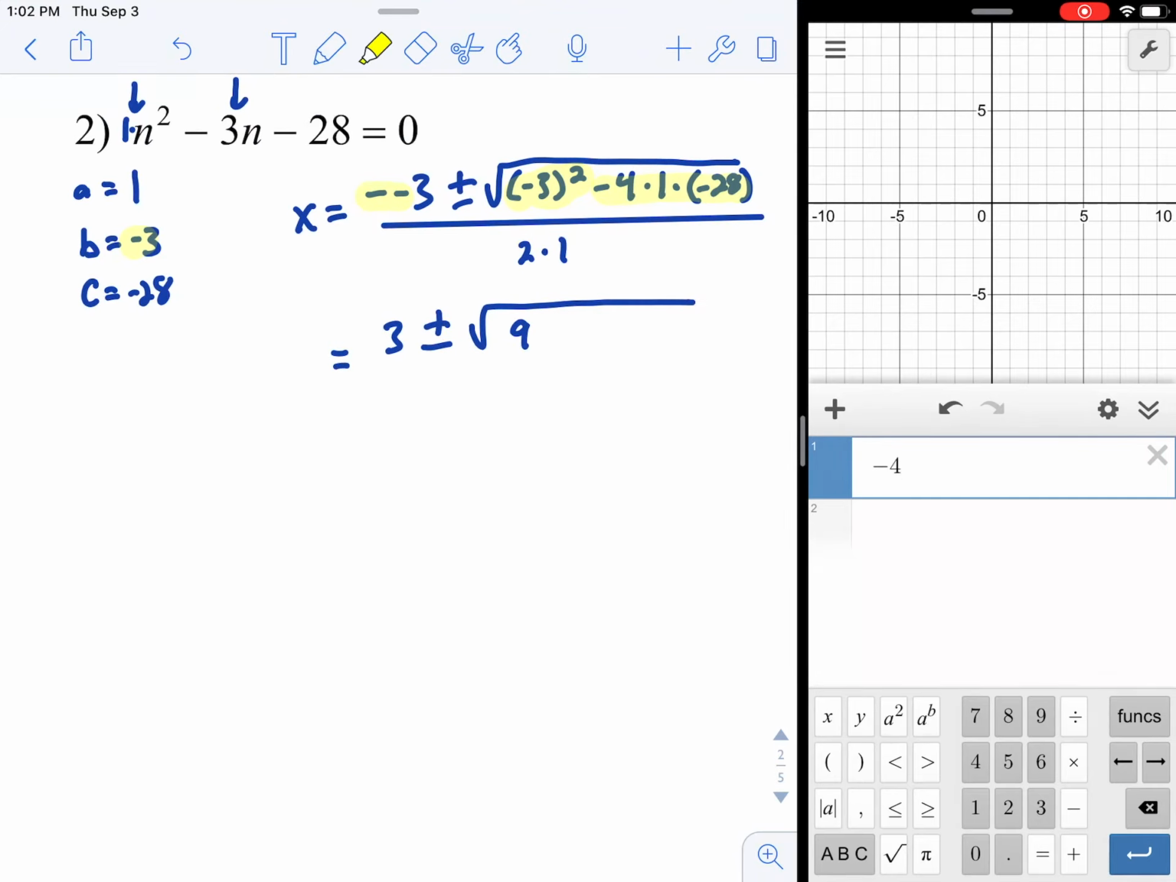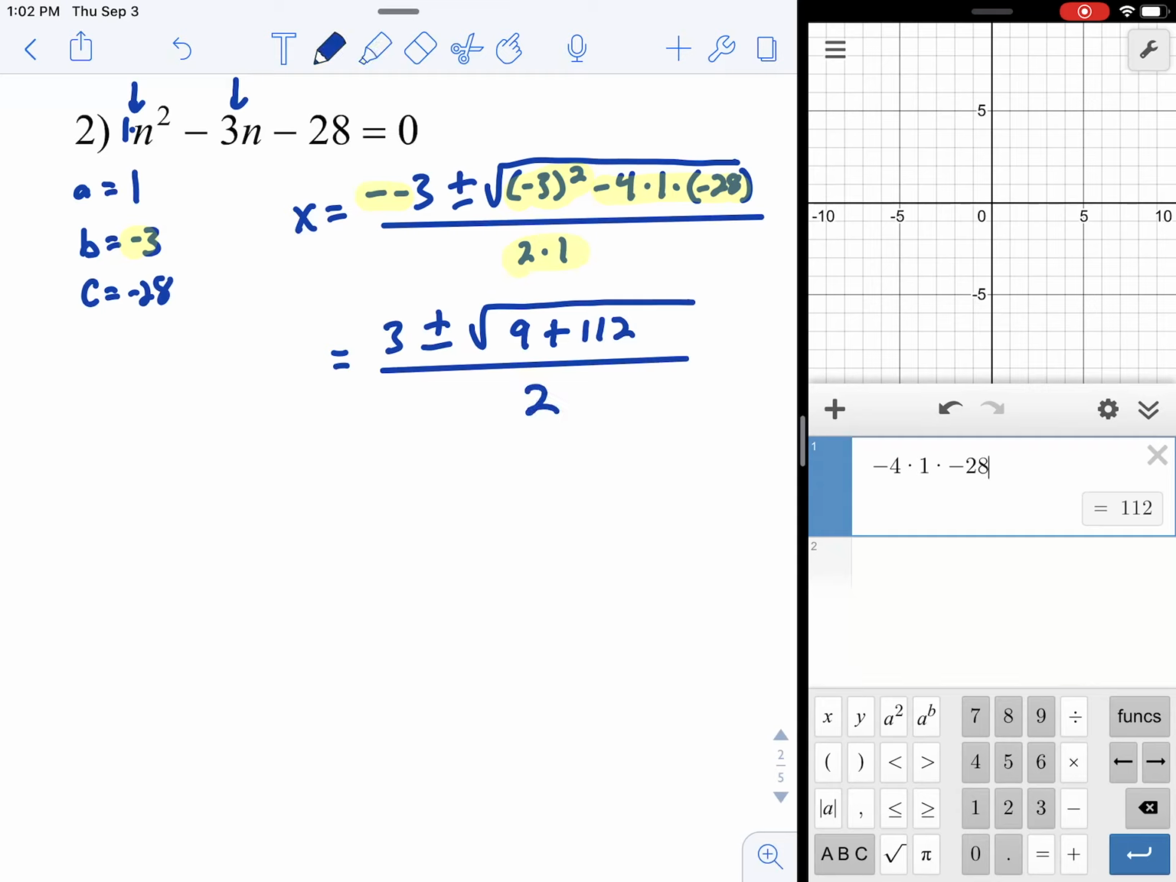Negative 4 times 1 times negative 28. That's a positive 112. So I'm going to write down plus 112. So we did have a negative here, a negative here. When you multiply them, they turn into plus. And that's all over 2 times 1. 2 times 1 is 2.